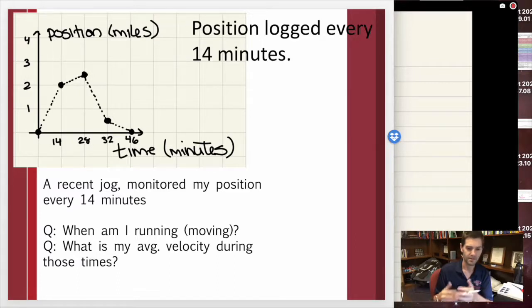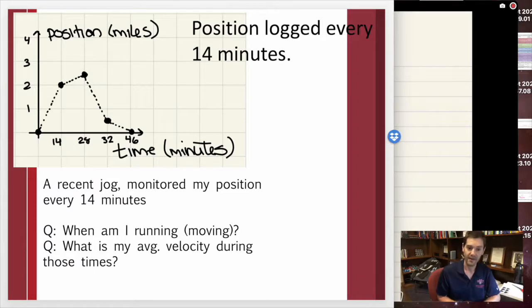So I think we did this last time, but the questions were, when am I running or moving? And the fact that my displacement is always non-zero. From each of the data points to the next data point, the data points are changing location on the vertical axis. I started at the origin, then after 14 minutes I was 2 miles out, then after 28 minutes I was 2.5 miles out, then from 2.5 miles at 28 minutes I went back to half a mile out at 32, and then back to the origin, or St. Mary's, at 46. So between each of those points, if I were to calculate a displacement, final position minus initial position, they would all be non-zero. Sometimes they'd be positive, sometimes they'd be negative.